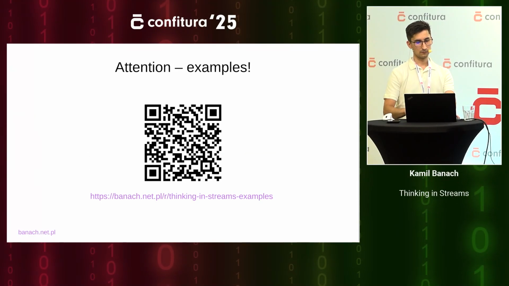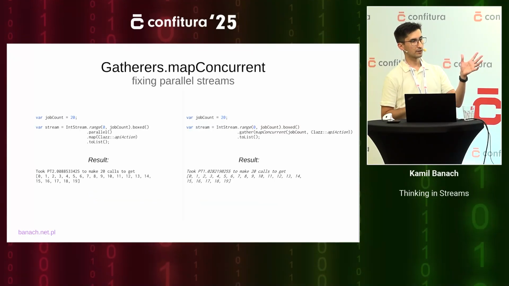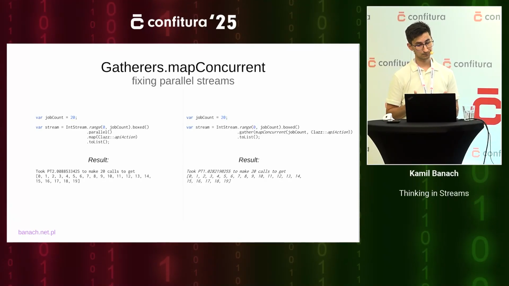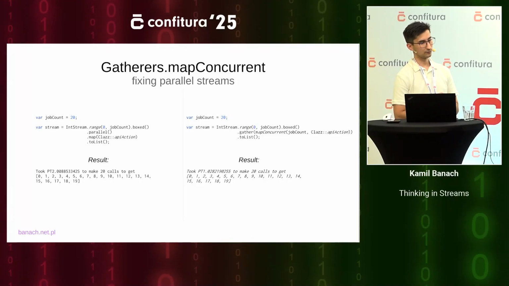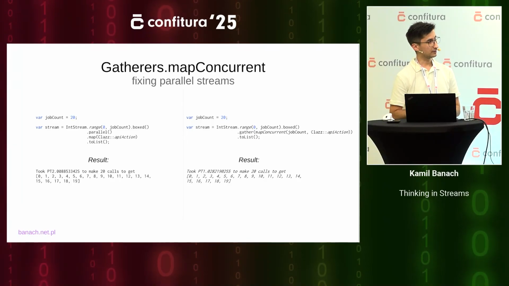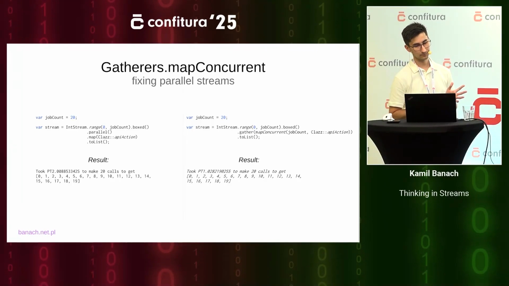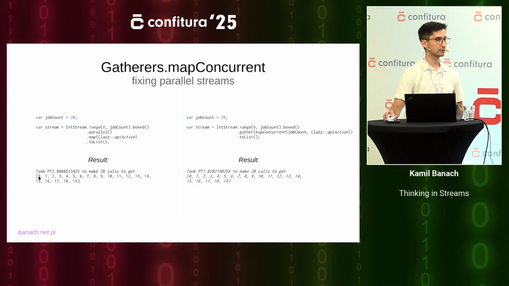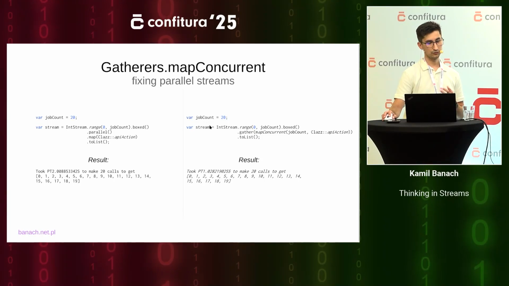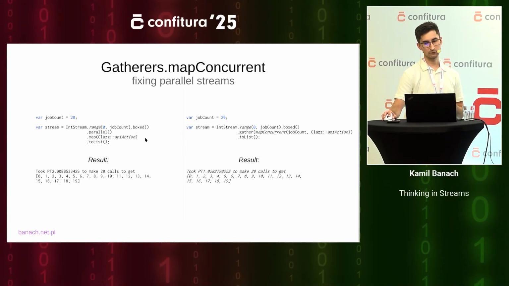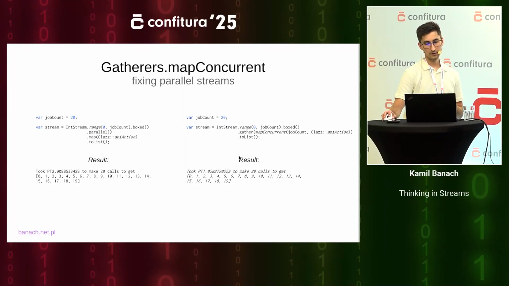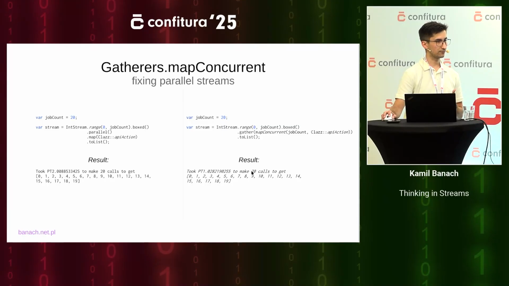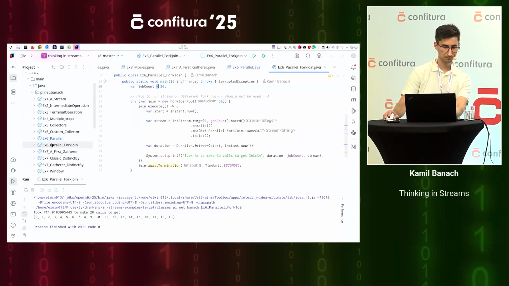And yes, we have mapConcurrent, the most important gatherer that we have from the Gatherers class, which allows us to fix the parallel streams. We can see that on the left we have our code with parallel streams, 20 jobs, parallel, and it takes 20 seconds. And we have the new one. Instead of parallel and map, we have gather mapConcurrent. And we can see it runs in 1 second, 20 jobs. So it seems fixed. Let's go back into the code.